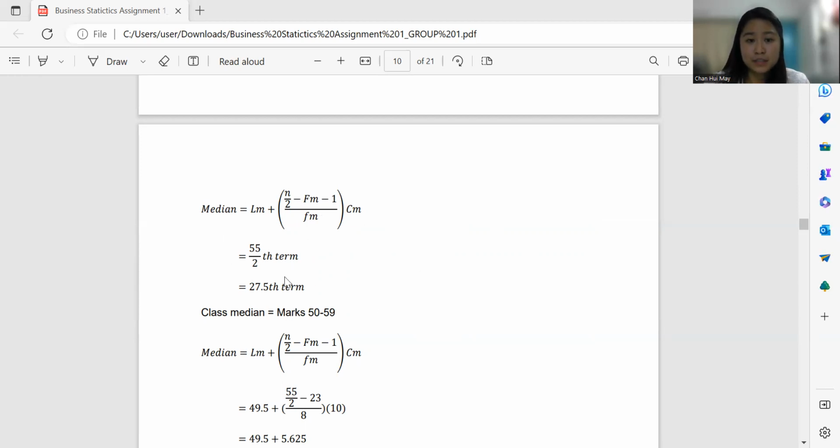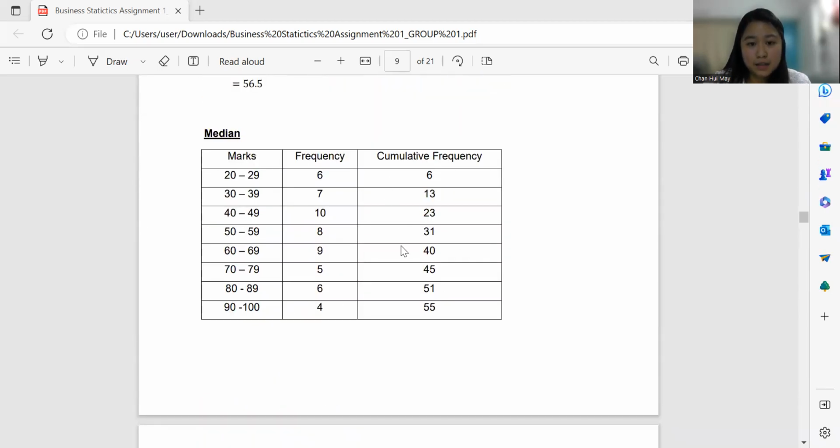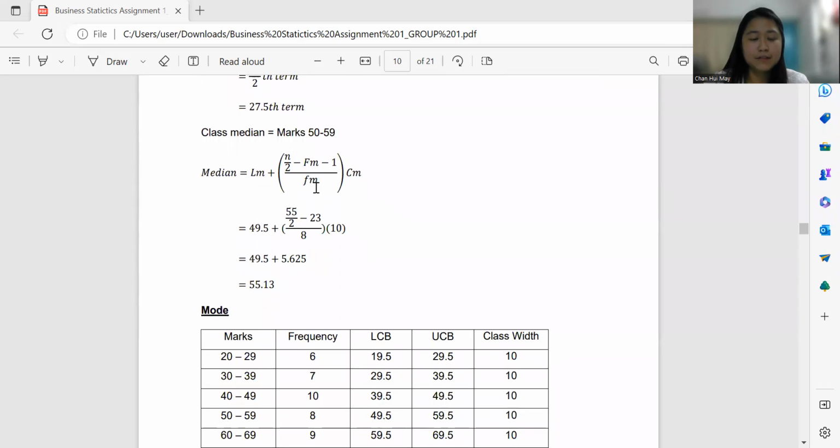Before we find the median, we need to find the location. How to find the location is n divided by 2 term. I take 55 divided by 2, so I will get the 27.5 term. So the median class, according to the cumulative frequency, is 4 on the 50 to 59 class. After finding the location, we will use the formula to find the median.